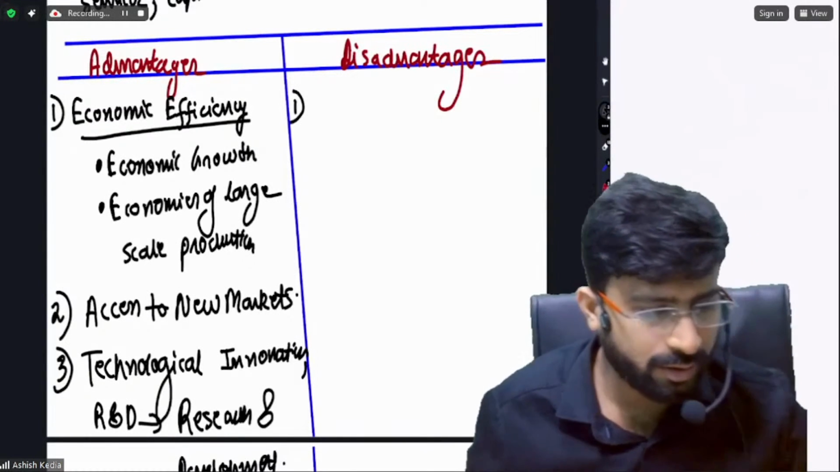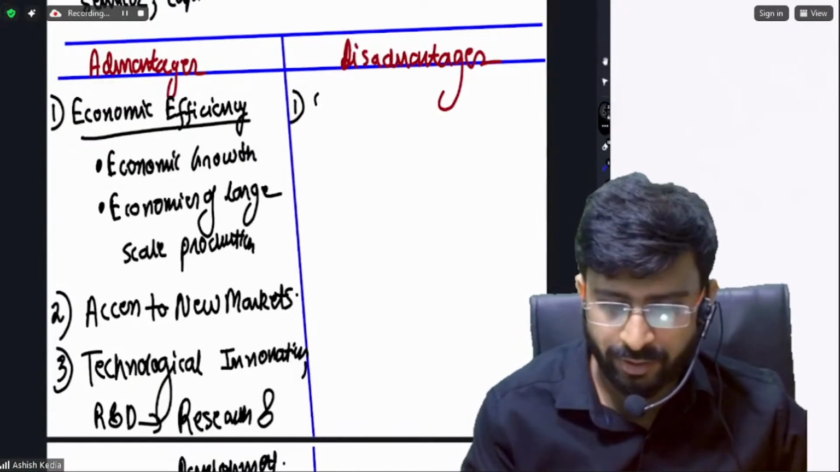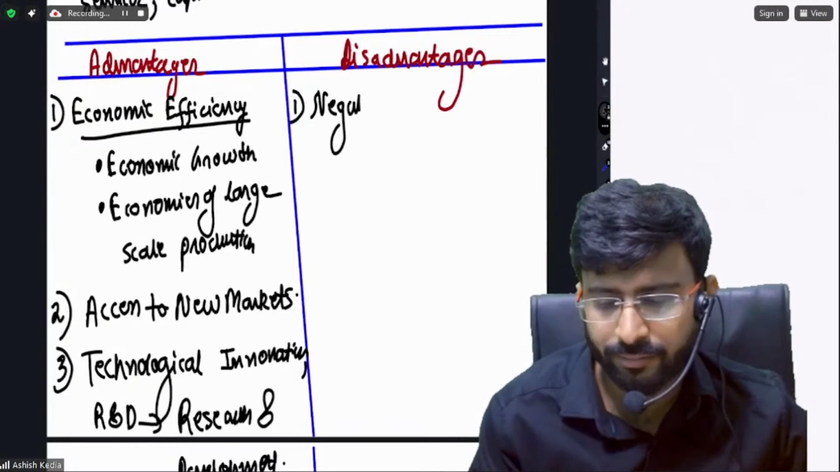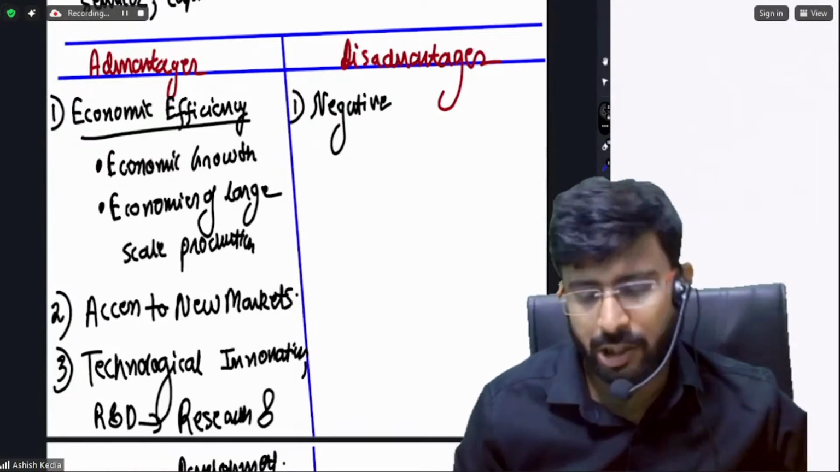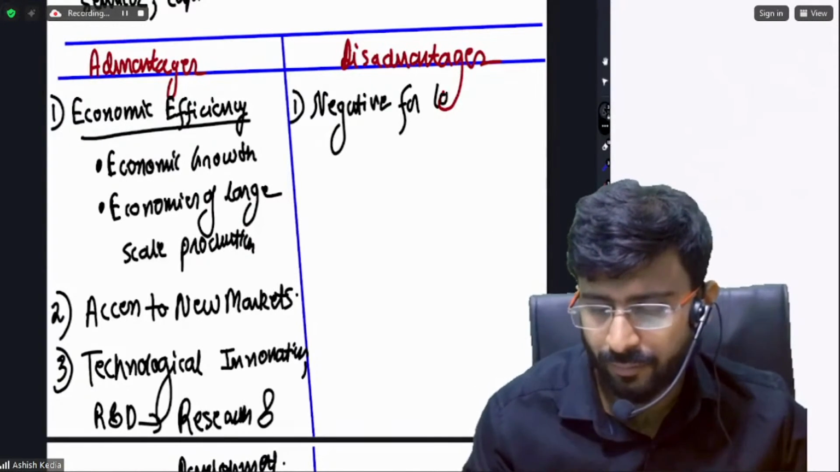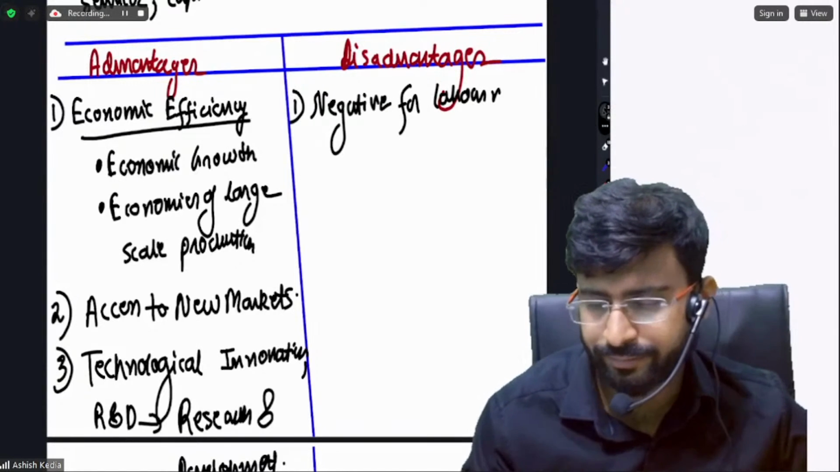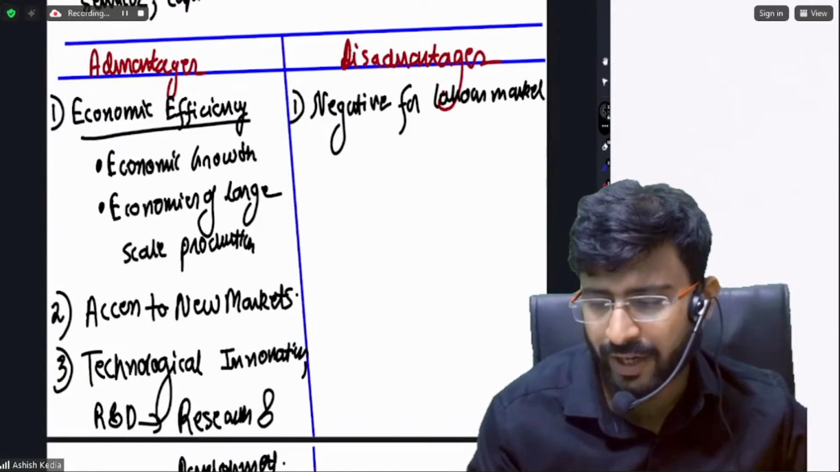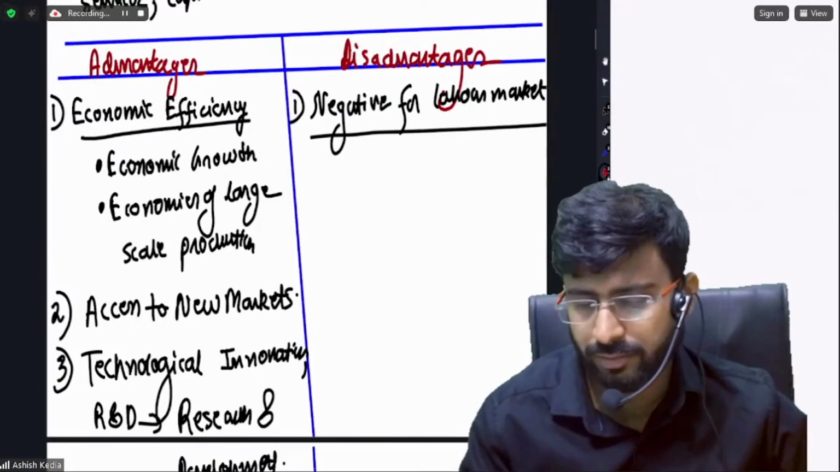Number one is negative for labor market. Disadvantages. Negative for labor market. Friends, how? Try to pay attention.